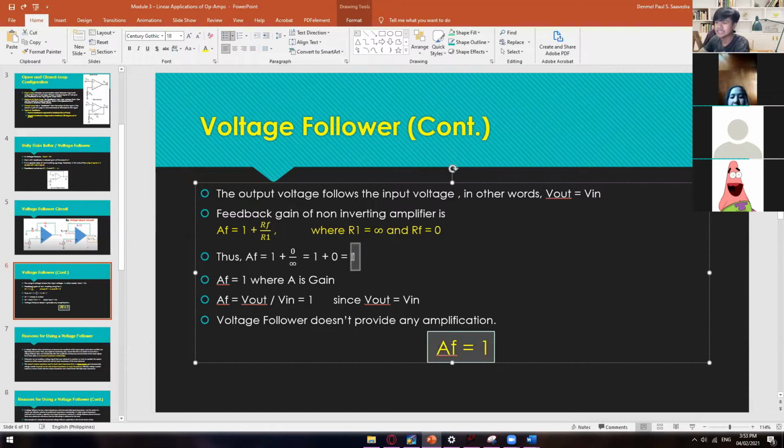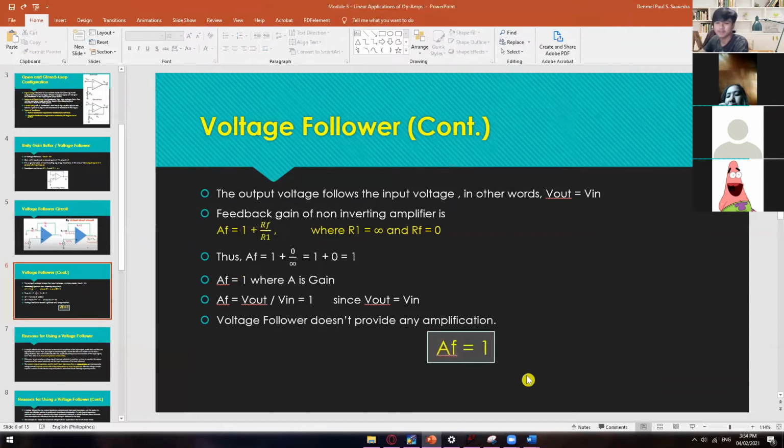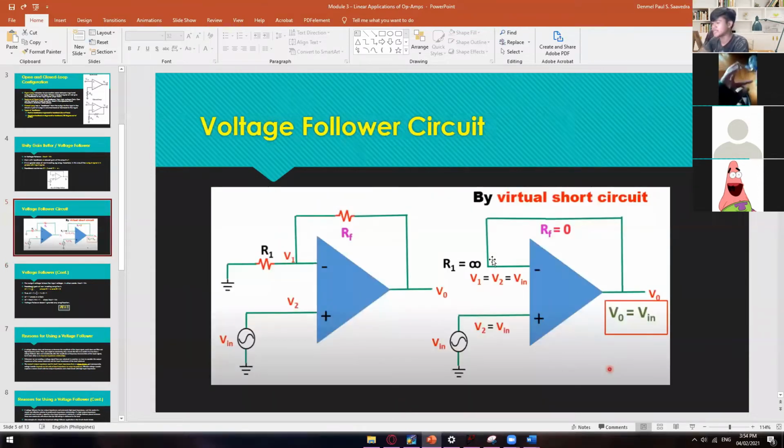Okay, so as you can see, it didn't amplify your voltage input. So whatever is your voltage input, it's the same. It's just going to be multiplied by 1. Okay. So what else here? So since V out is equal to V in, voltage gain doesn't provide any implication. So this is just another continuation or expansion of explanation. But just from here, you could already see that AF is equal to 1. Okay. So that is the reason why a voltage follower doesn't do anything.